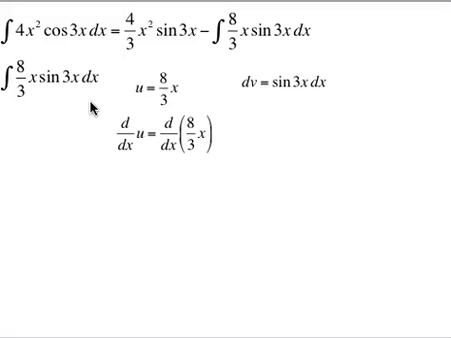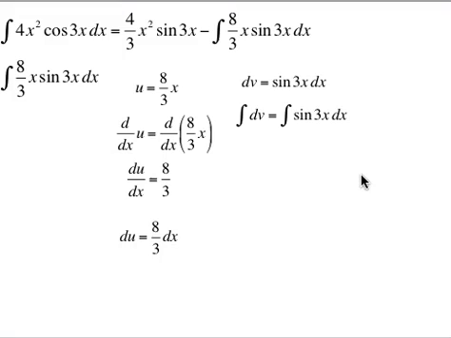Usual strategy. The derivative with respect to x of u is the derivative with respect to x of 8/3 x. So du dx is 8/3. And in the case of integration by parts, we need u and du, so du is 8/3 dx. We get that for free. Now to get v, we have to integrate sine 3x. So the integral of dv is the integral of sine 3x dx.